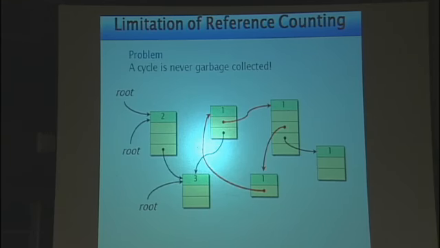We even have a guy coming off here, but nothing points into this cycle. So there's no way that from the roots I can ever access these 4 guys. They're garbage, but my reference counting scheme will never find it, because no one's ever going to decrement one of those counters here. So those are all garbage, but how would I know? And that's basically the disadvantage of reference counting. And uncollected garbage, as we all know, stinks. So we don't want that situation to occur.